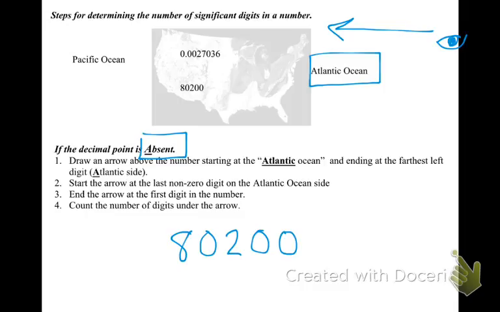So here, if we take a look, we have no decimal. It is absent, so we're looking from right to left. We're going to place our dot over the first non-zero digit that we encounter, and continue our arrow from right to left. So here, we should have 3 significant figures.